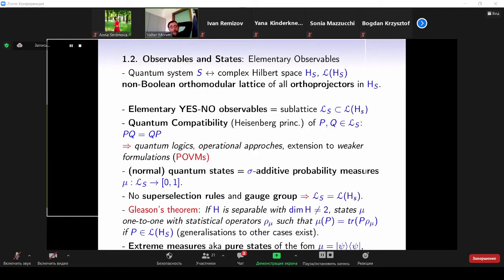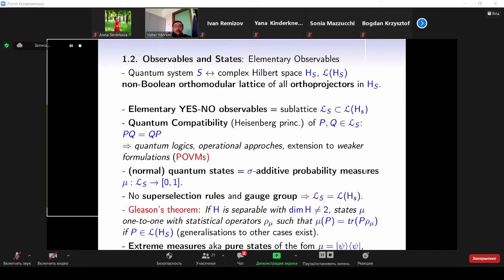Okay, from the point of view of von Neumann, a quantum system is associated with a Hilbert space, a complex Hilbert space, and with its lattice of orthogonal projectors. These objects have the mathematical structure of a non-Boolean orthomodular lattice. The physical interpretation of the elements of the lattice, I mean the orthogonal projectors, is the interpretation in the sense of elementary observables. And a projector is, from the physical point of view, an elementary question on the system, which has only two possible outcomes, yes or no.